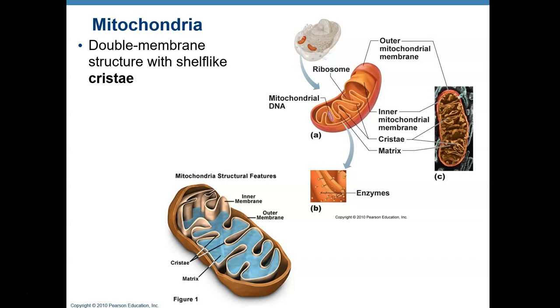The important part about the structure, or an important thing to note about the structure of mitochondria, is that it actually has a double membrane. And it has these shelf-like structures called cristae, like in here. And so this is a double membrane. It has this inner membrane and an outer membrane.